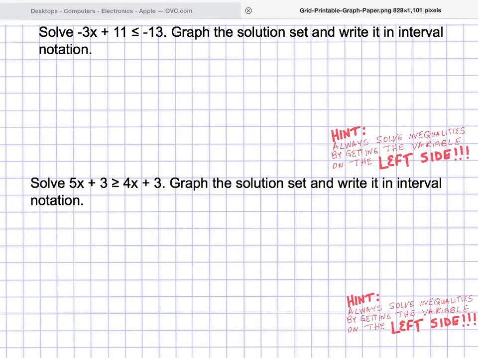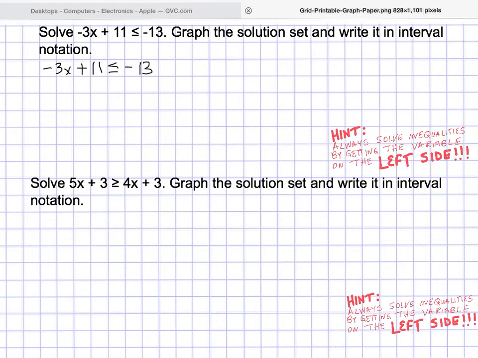Let's solve. Notice I put the hint on all of these problems. Solve to get your variable on the left. Now we're going to go through the steps to solve these inequalities. Negative 3x plus 11 is less than or equal to negative 13. Graph the solution set and write it in interval notation. Let's go. Negative 3x plus 11 is less than or equal to negative 13.